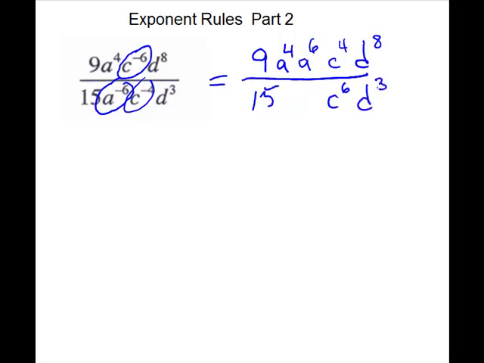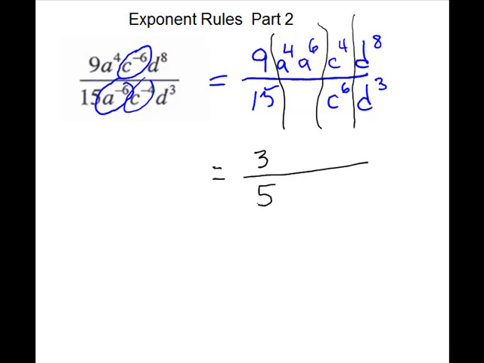And now it is like 4 little problems. So we have numbers, which will reduce, a's, c's, and d's. So for our numbers, we have a common factor of 3. So 3 will go into 9 3 times. 3 into 15 will go 5.